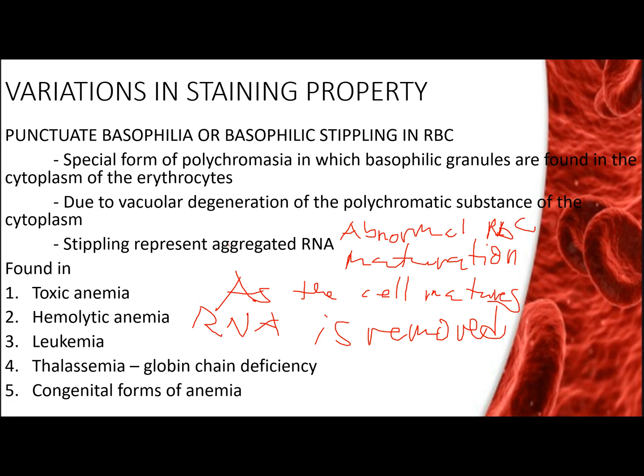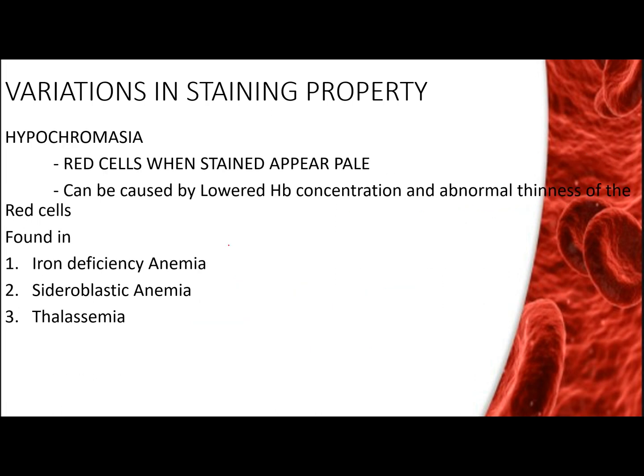Okay na? Let's continue. Now, your hypochromasia class is when your red cells would stain or would appear pale. Now, this can be caused by lowered hemoglobin concentration and abnormal thinness of your RBC. So again, hypochromasia is wherein your red cells when stained would appear pale, caused by low hemoglobin concentration and abnormal thinness of the red cell, found in IDA, sideroblastic anemia, and thalassemia. Please copy.